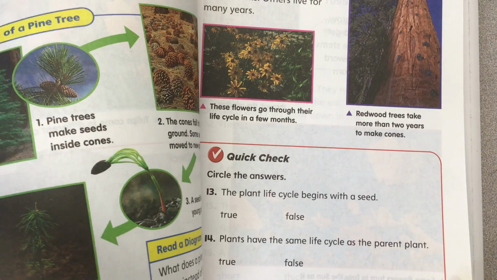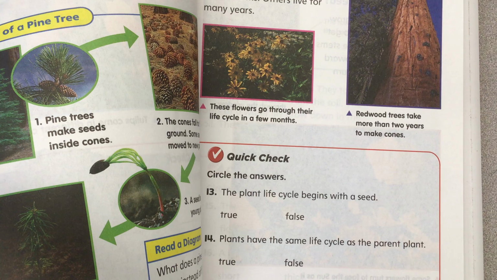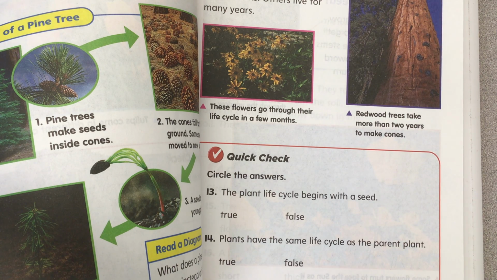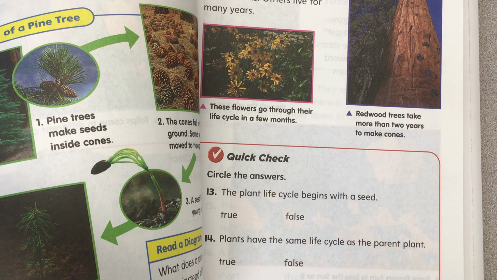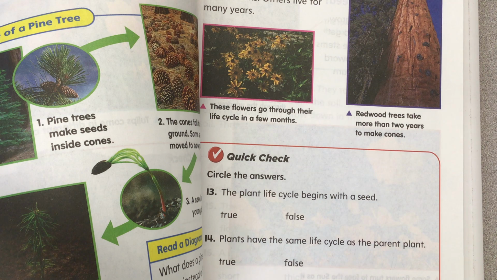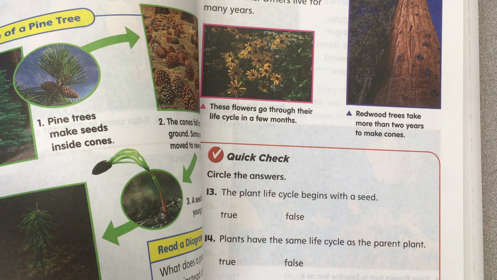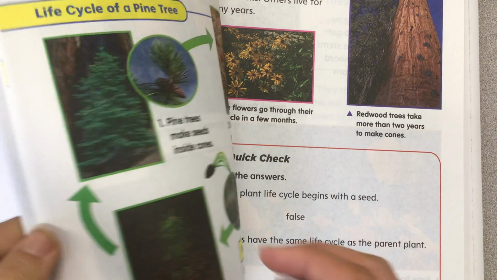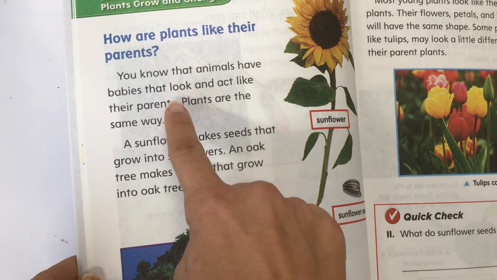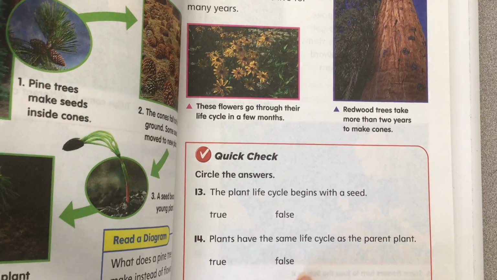Quick check. The plant life cycle begins with a seed. So go back in the story and see if that's true. And plants have the same life cycle as their parent plant. So we would say if that's true or false. Remember, when plants have a life cycle, it would be very similar to their parent plant because it says that parent plants and baby plants look and act the same. So that might help you answer this question here.